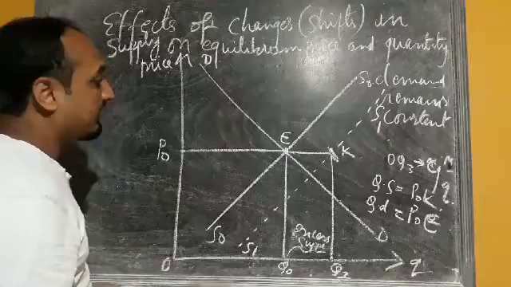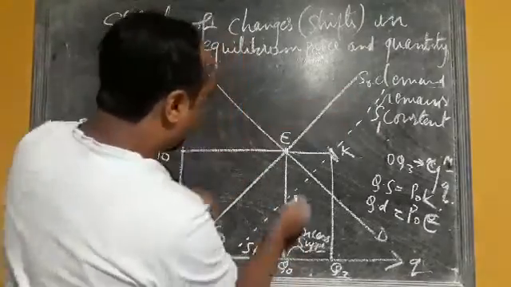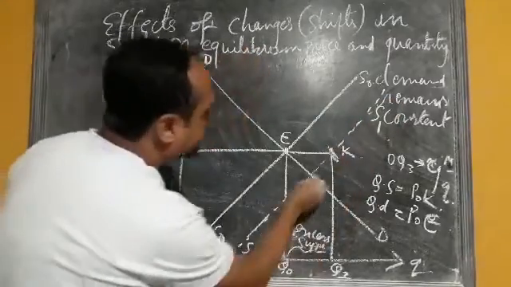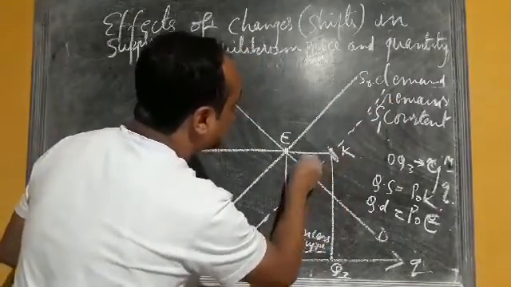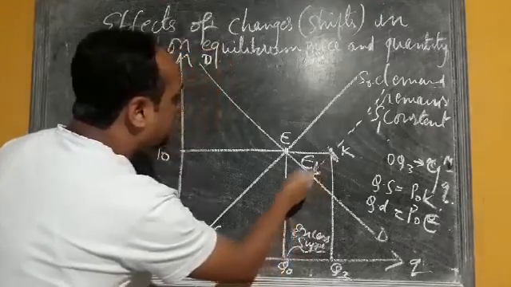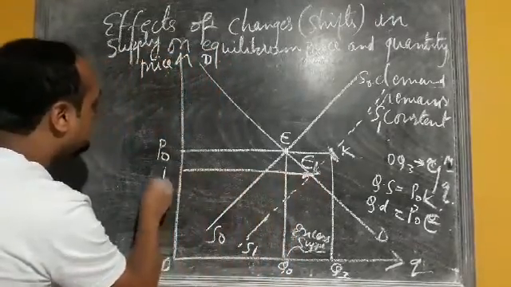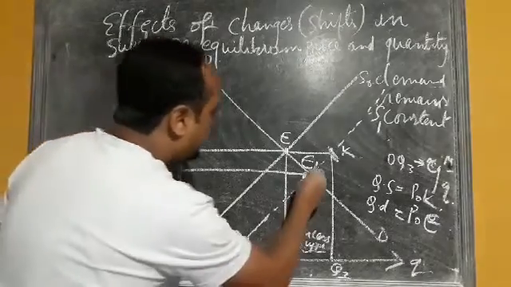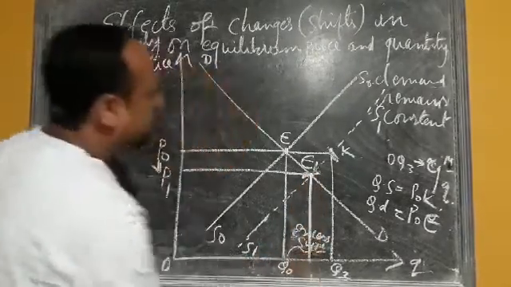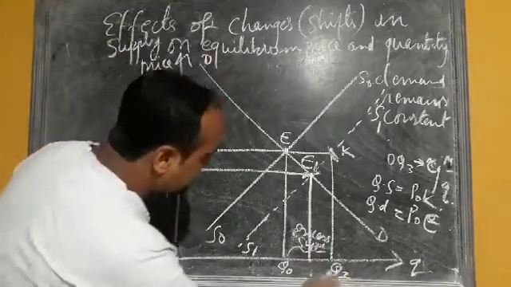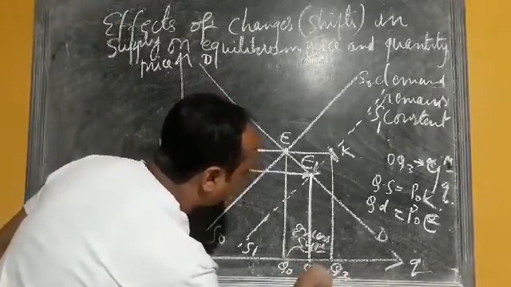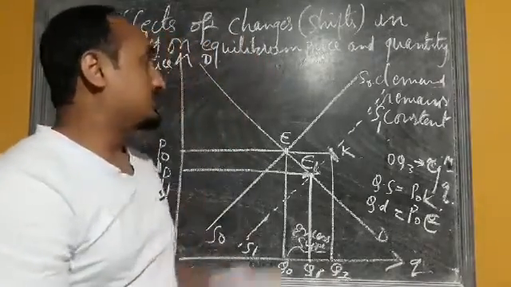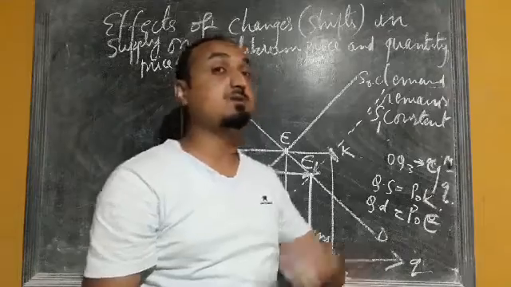Now we can see that this is our new supply curve, and this supply curve is intersecting the demand curve at this point. Suppose this is our E1. Now at the new equilibrium, we can see that the price of the commodity is decreasing from P0 to P1, and the quantity is increasing from Q0 to Q1. Now next case, what will happen if the supply curve shifts leftward?